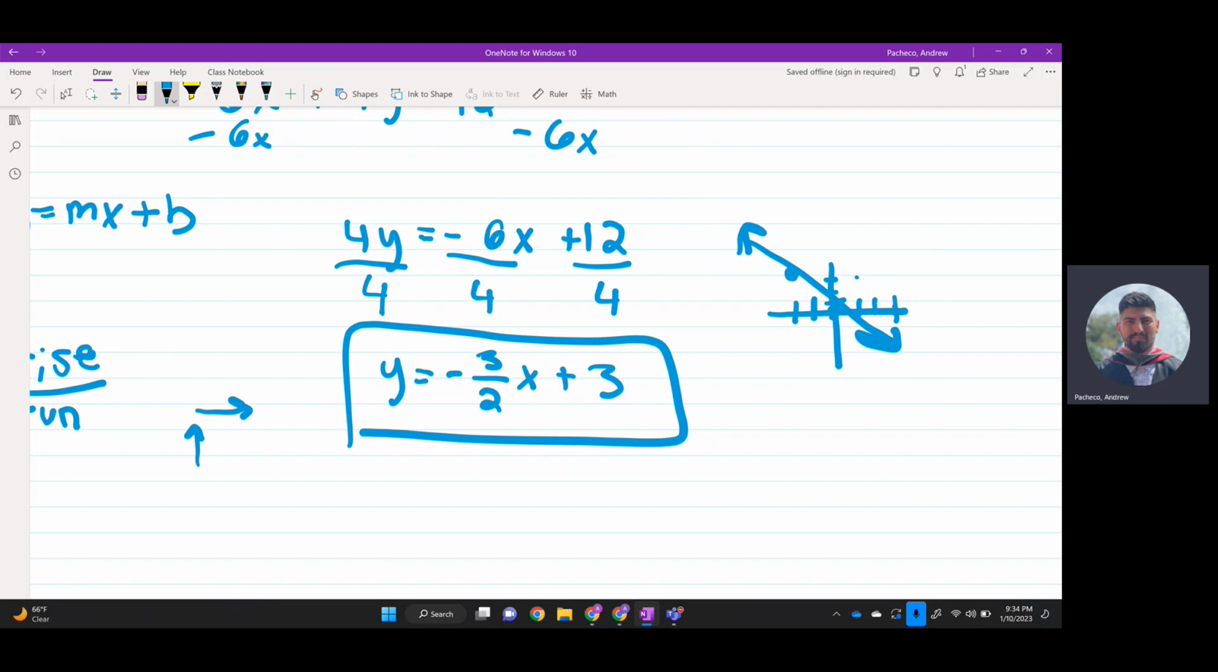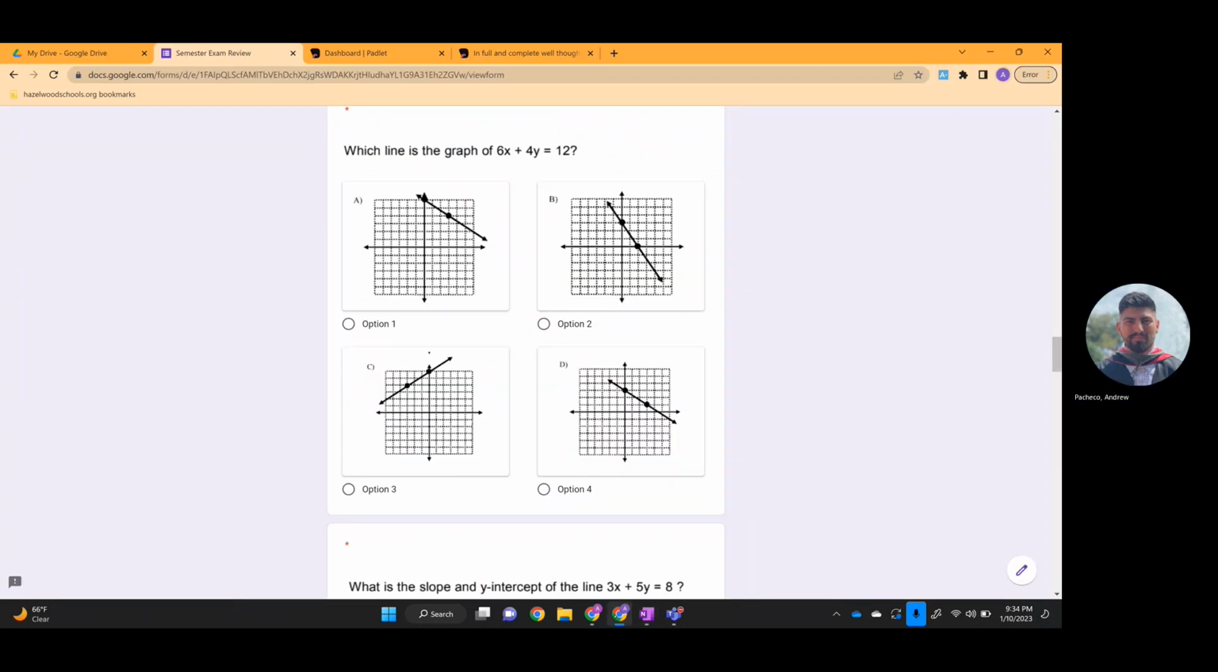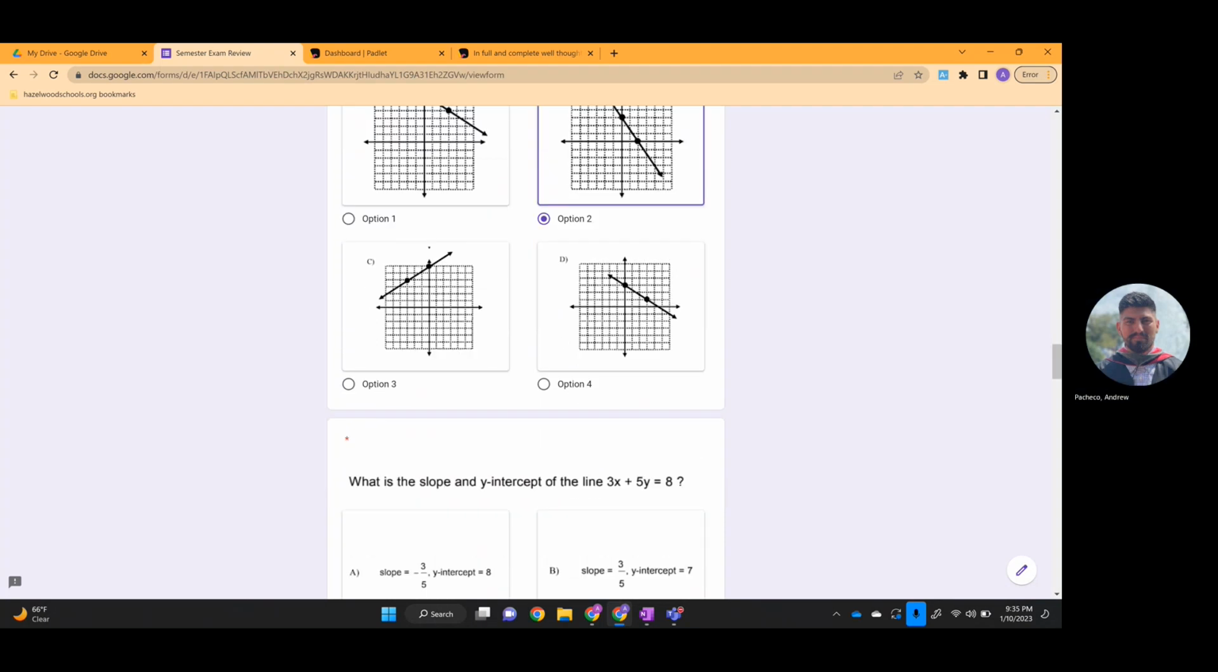Remember, our y-intercept is still going to be 3. So we're still looking for our y-intercept of 3, and then we have a slope of negative 3 over 2. So if it's negative 3 over 2, I should be able to go down 3 and over 2. 1, 2, 3, and then over 1, 2. So B should be our answer. And then option 4 does the opposite. It goes down 2 and then over 3. So B should have been our answer.